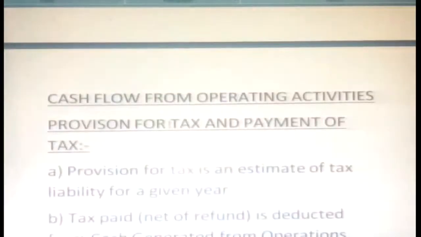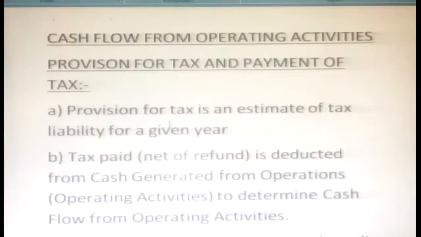Today we are going to discuss once again cash flow from operating activities. A very important discussion: provision for tax and payment of tax. This is very important when you are going to work out cash flow from operating activities. Here the provision for tax is an estimate of tax liability for a given year. We already discussed this.